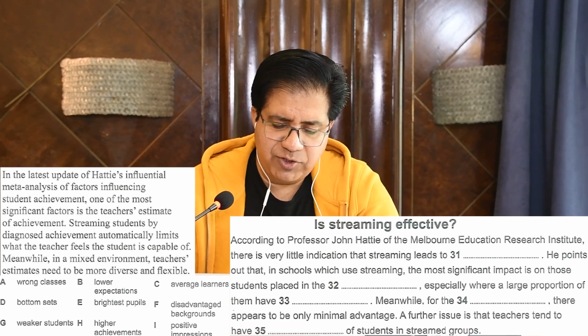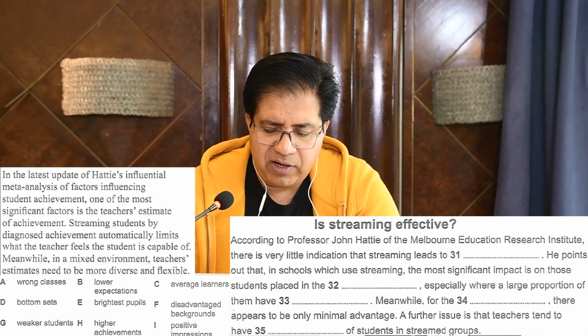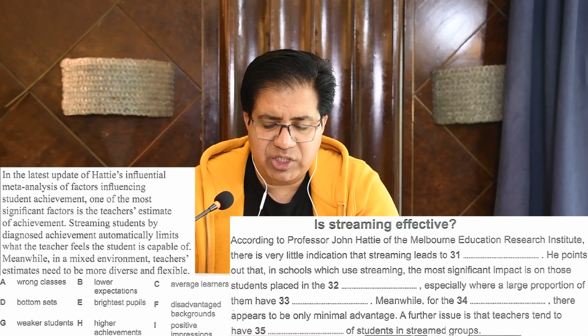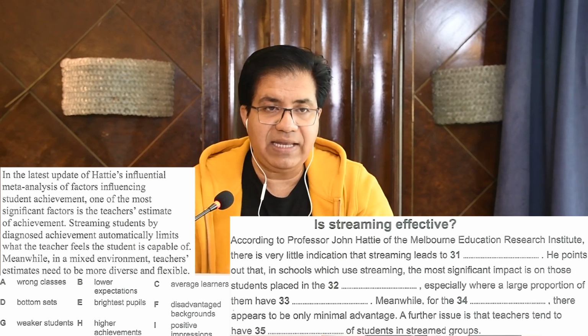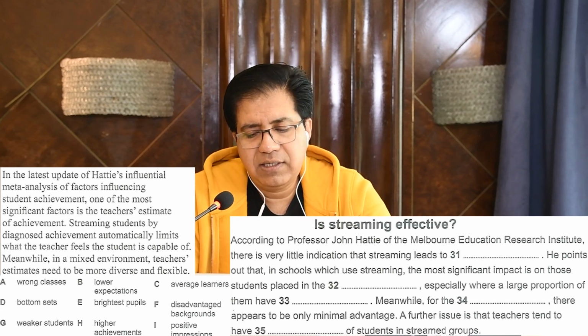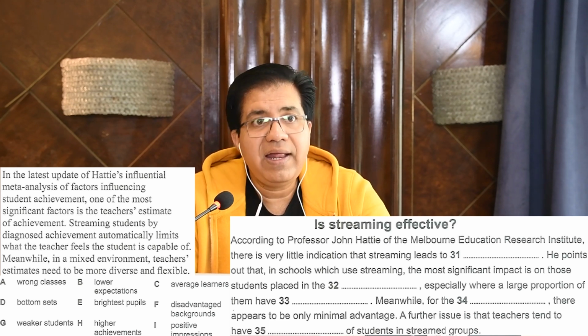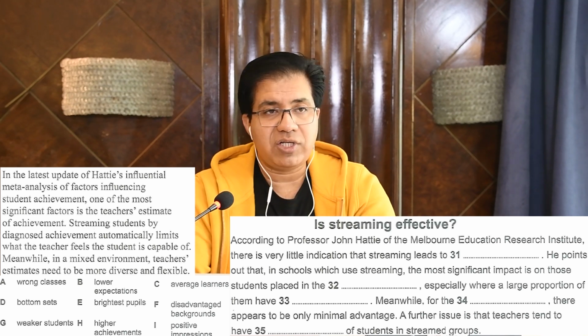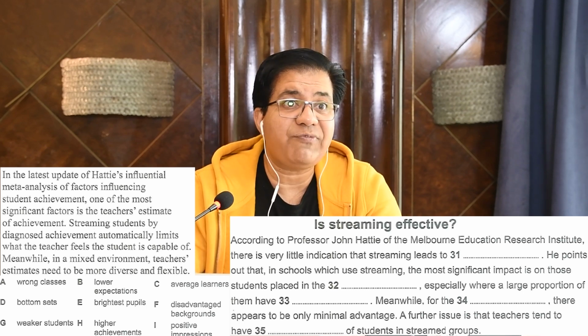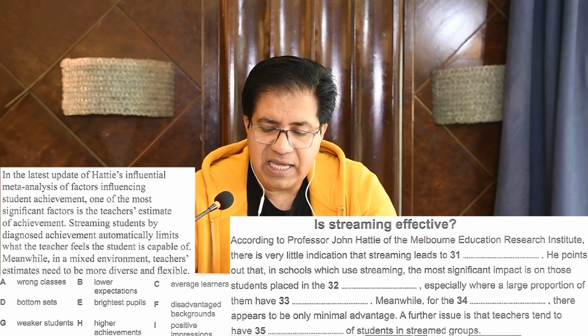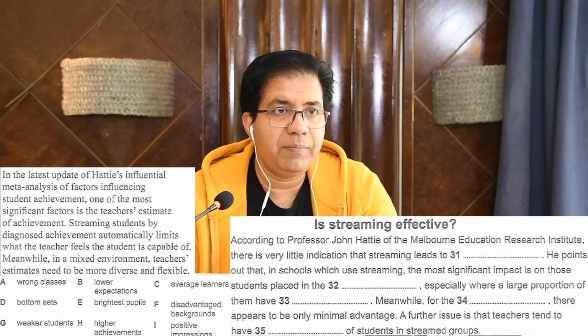Streaming students by diagnosed achievement automatically limits what the teacher feels. Which option is that? Limits what the teacher feels. That is lower expectation. Limits is lower, and expectation is what the teacher feels. B is the right answer for question number 35.